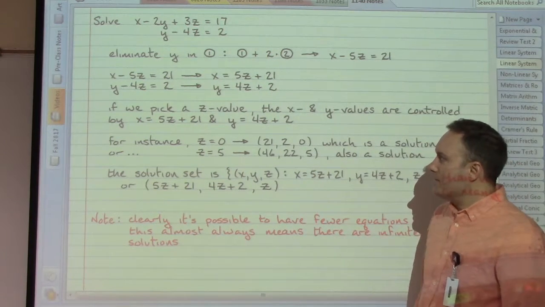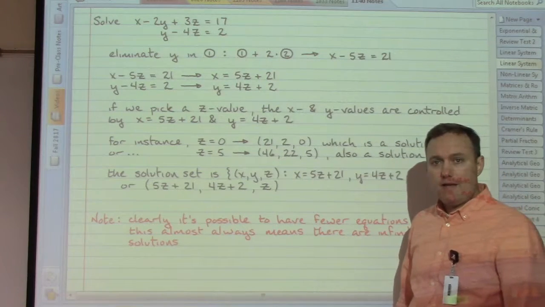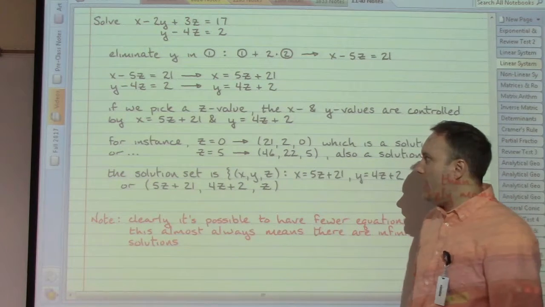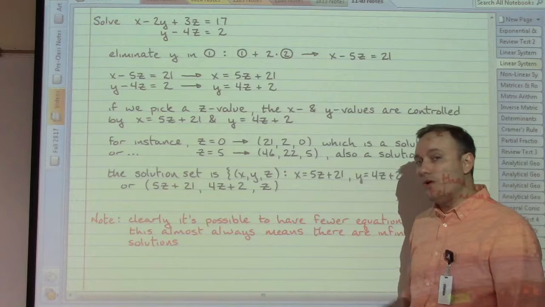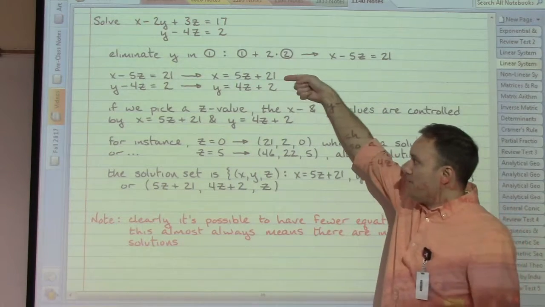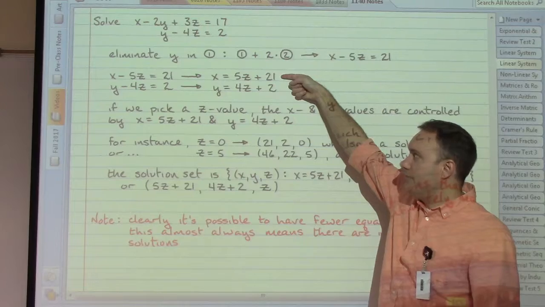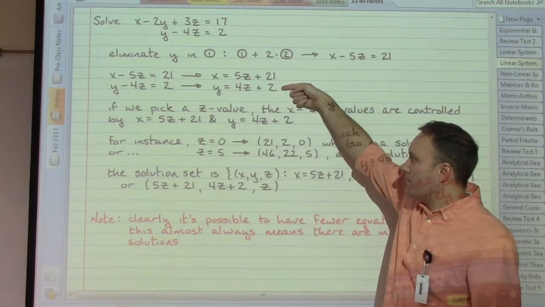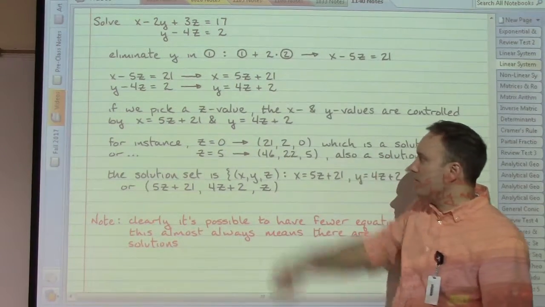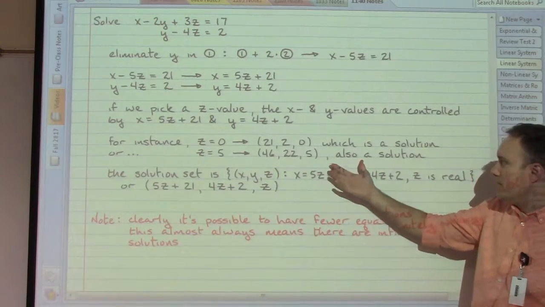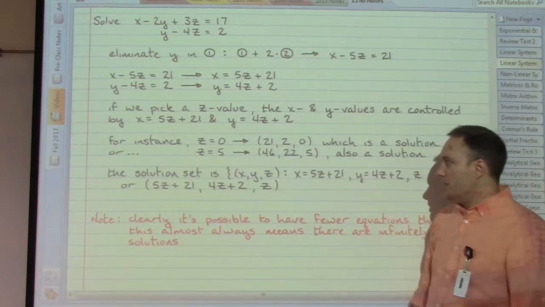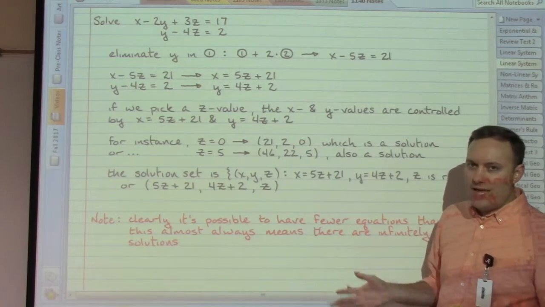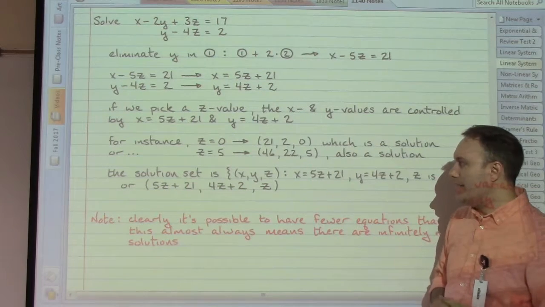So as that happens, we're not getting a fixed z for our answer. We're basically saying that we could pick any z whatsoever, and then our x would be controlled by this equation. X would come from 5 times whatever z we picked plus 21. The y would come from this other equation here, 4 times whatever z we picked plus 2. So we could have some particular points that would be a solution, but overall, the ability to pick any z means we have infinitely many solutions in this particular case.